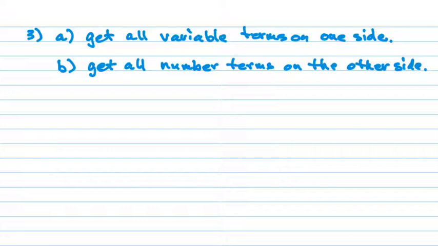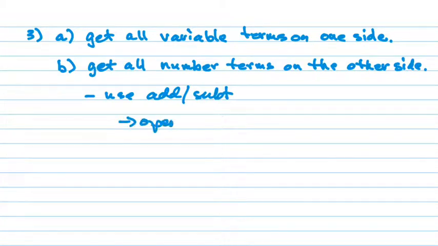But you need to move the variable terms first. You need to let your variable terms tell the number terms what to do. Okay? The variable terms are the important ones. That's the ones we're focusing on. And we're going to do that by using either addition or subtraction. What you're going to do is the opposite operation.